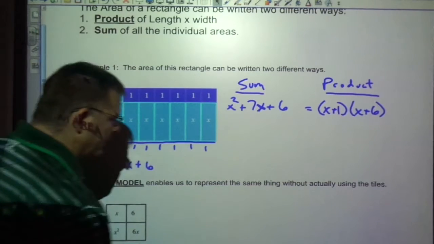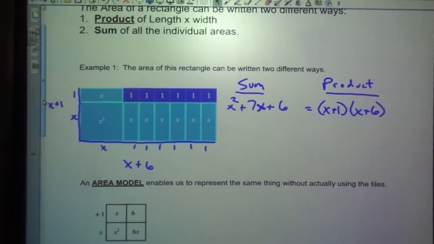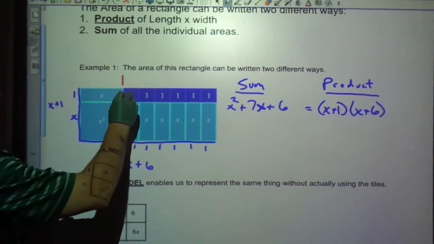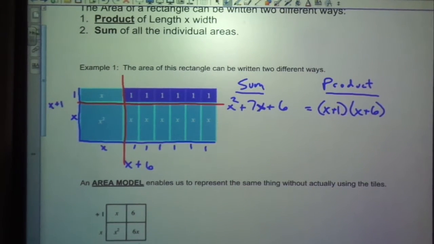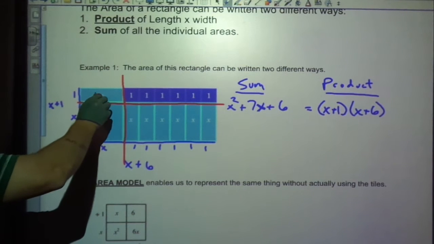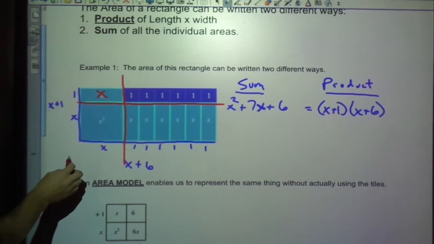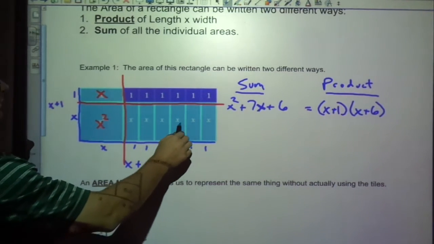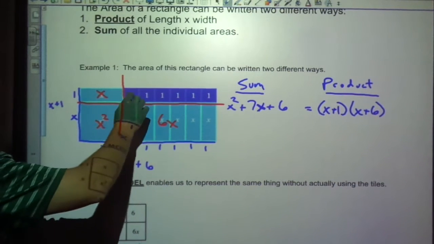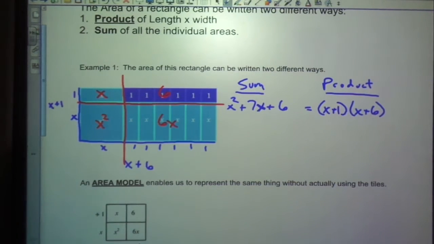Now, I want to show you what an area model is. An area model basically enables us to represent this without physically using all the tiles. But let me show you. If I were to take my rectangle here and make it into some sections. Let's say here's a section here and here. I've made 4 sections. So here, the area inside this section is x. The area inside this section is x squared. Inside this bottom section, I've got 1, 2, 3, 4, 5, 6 x's. And here in the top, I've got 6 1's. I've got 4 different sections. Those are the areas of each of those.